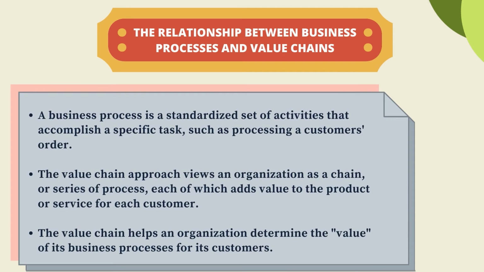Furthermore, the relationship between business processes and value chains. A business process is a standardized set of activities that accomplish a specific task, such as processing a customer's order. The value chain approach views an organization as a chain or a series of processes, each of which adds value to the product or service for each customer. The value chain helps an organization determine the value of its business processes for its customers.